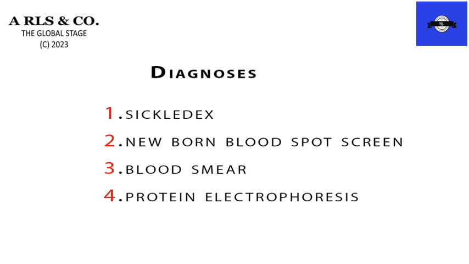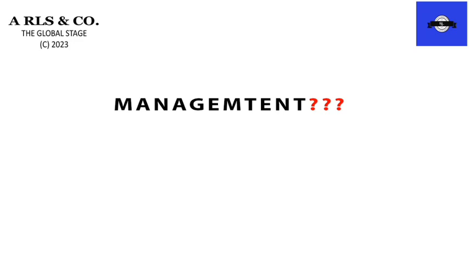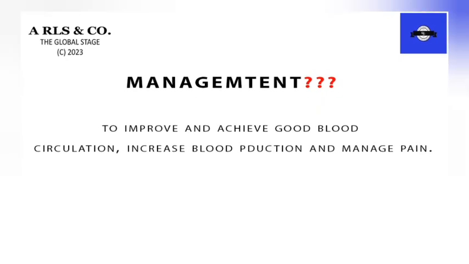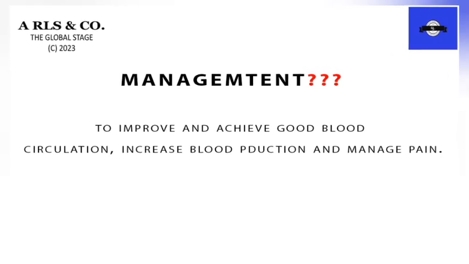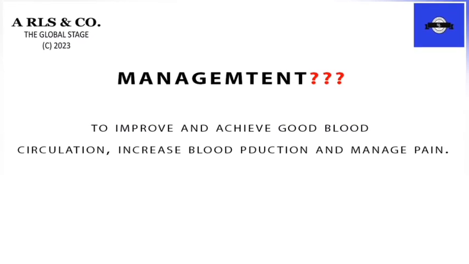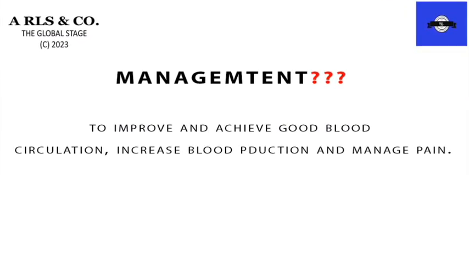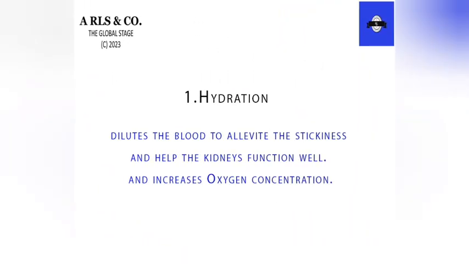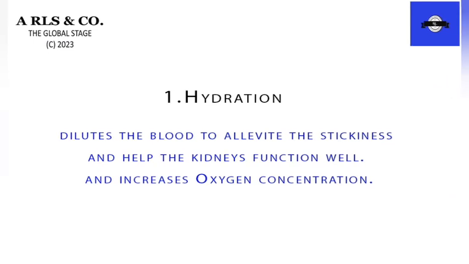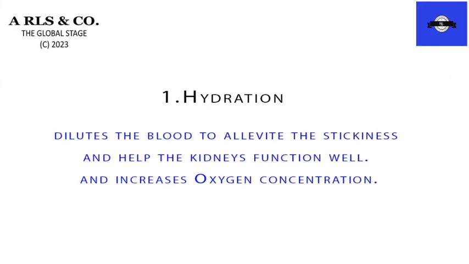How can we manage this condition? The focus is to improve and achieve good blood circulation and increase blood production, and also manage the pain. There are basically 7 ways. Number 1 is hydration. Hydration will help dilute the blood to alleviate the stiffness and help the kidneys function well, and also increase oxygen concentration.